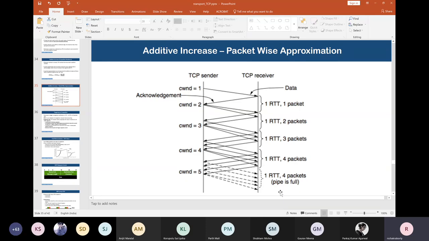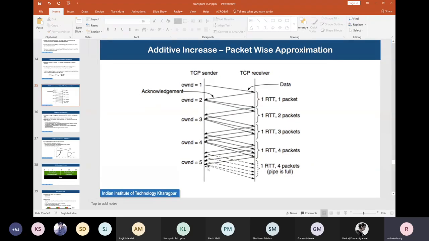So it will not send out packets like 2, 4, 8, etc. Maximum rate is 1, 2, 3, 4, 5, etc. CWND can be 5, but then if your RWND is 4, it cannot go to more than 4.